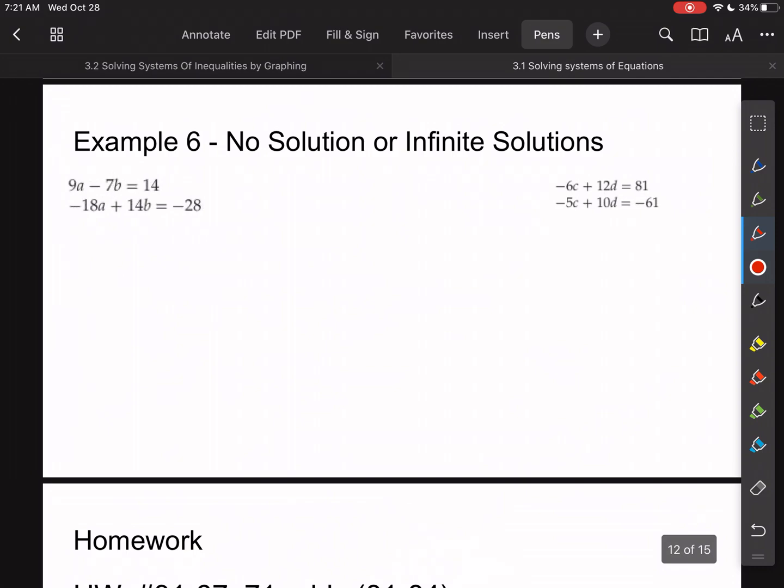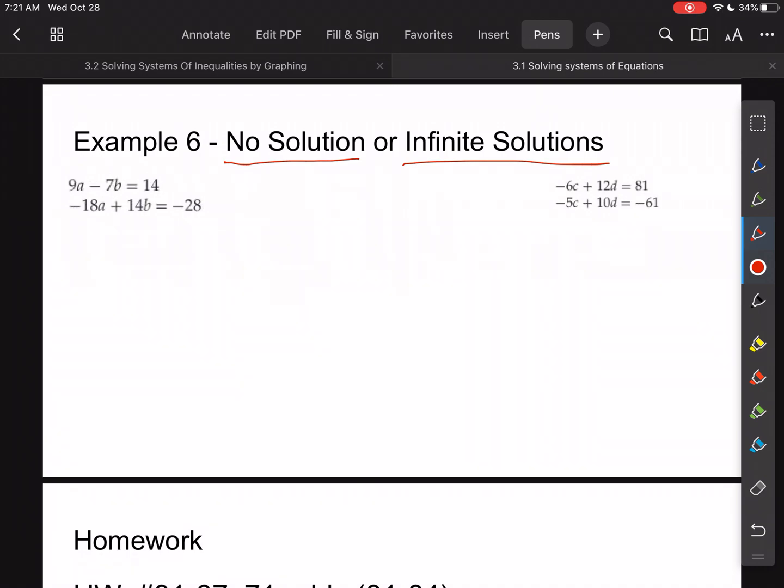For example 6, which I think you'll have a couple of these mixed in, we're going to do the exact same thing, but I'm going to show you what it looks like when there's no solution or there's infinite solutions. Okay, so let's look at this one.